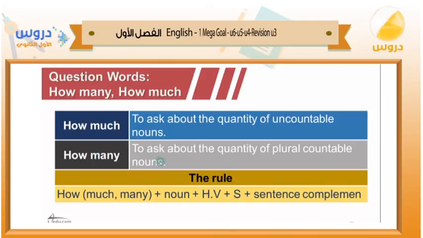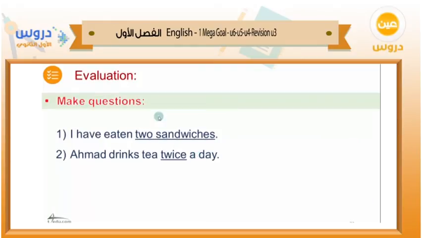How many is used for countable nouns, which is the opposite of how much. How many books, you can count books. How many people, how many pens, how many doors, how many windows, how many cups, how many bags, you can count them. So what do we say here?